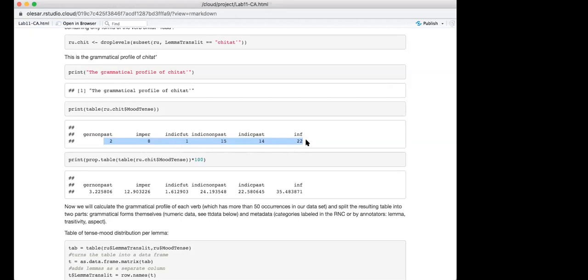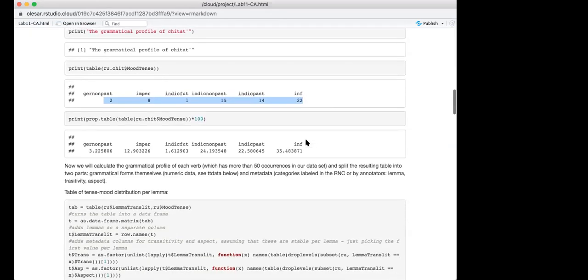Another way to do grammatical profiling is to present the same data as proportions. In this line I compute the proportions, and we can see that, well, could you tell me which form is most used for the verb читать?